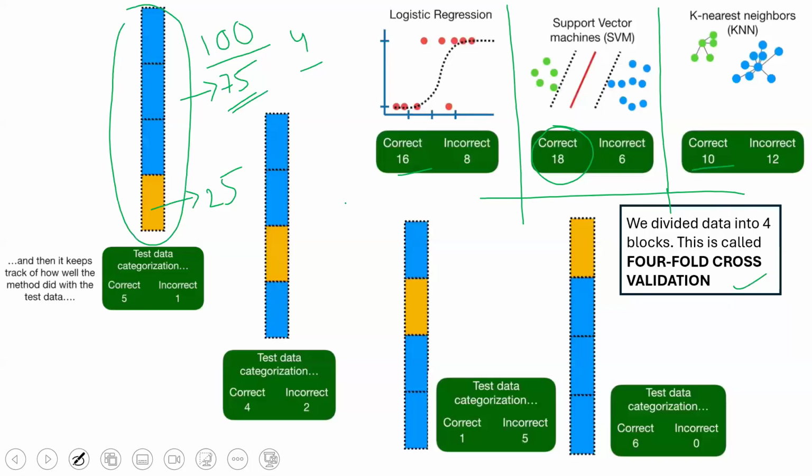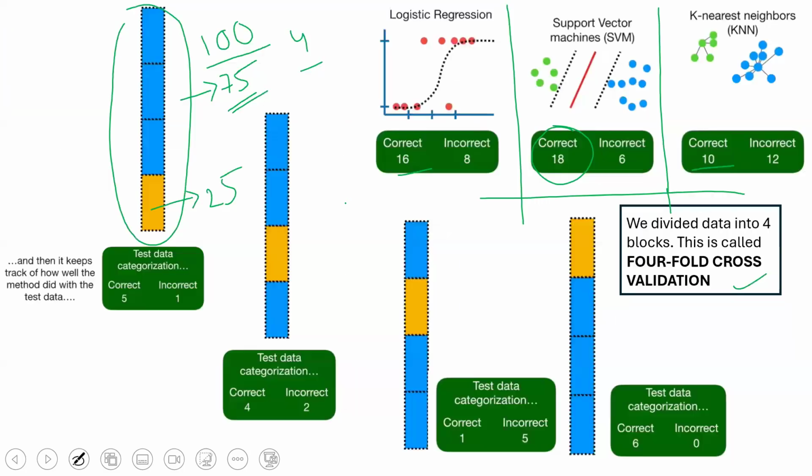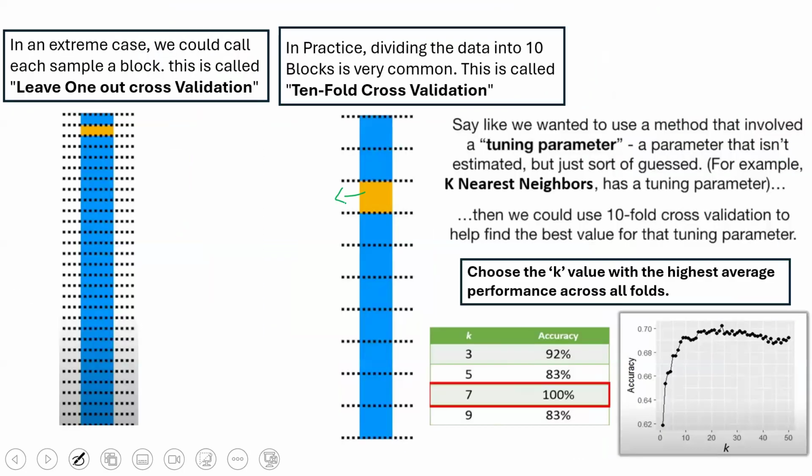In the other case, cross validation is not only for choosing one model out of different models; it can also be used to tune parameters. Say we want to use a method that involves a tuning parameter. In our KNN model, the tuning parameter is K, and you want to come up with the best K value. It is a parameter that is not estimated, but just sort of guessed. We use 10-fold cross validation to help find the best value for the tuning parameter.